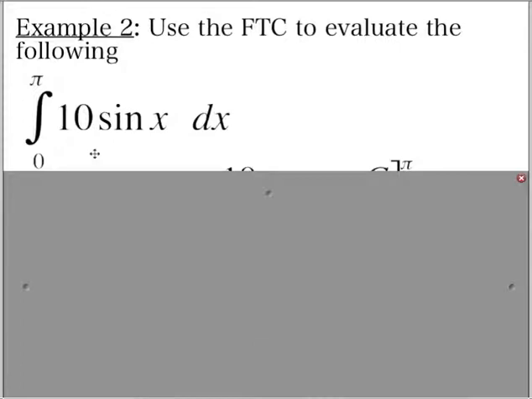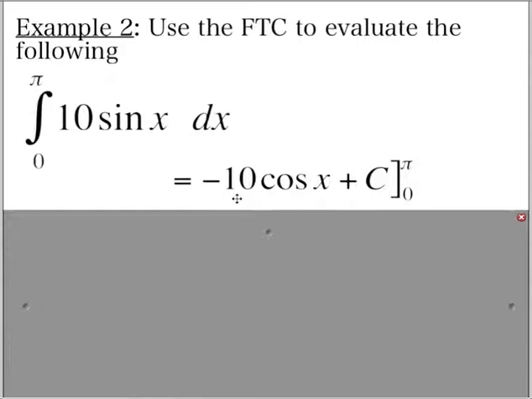Evaluate the integral of 10 sine of x dx from 0 to pi using the fundamental theorem of calculus. So the antiderivative, remember 10 is just a constant, so I can worry about that at the end. The antiderivative of sine is a negative cosine because a negative sine is the derivative of cosine. So since this derivative is positive, that must mean the antiderivative is a negative cosine. And then the 10 is just a constant. So my antiderivative is negative 10 cosine of x plus c, evaluated from 0 to pi.